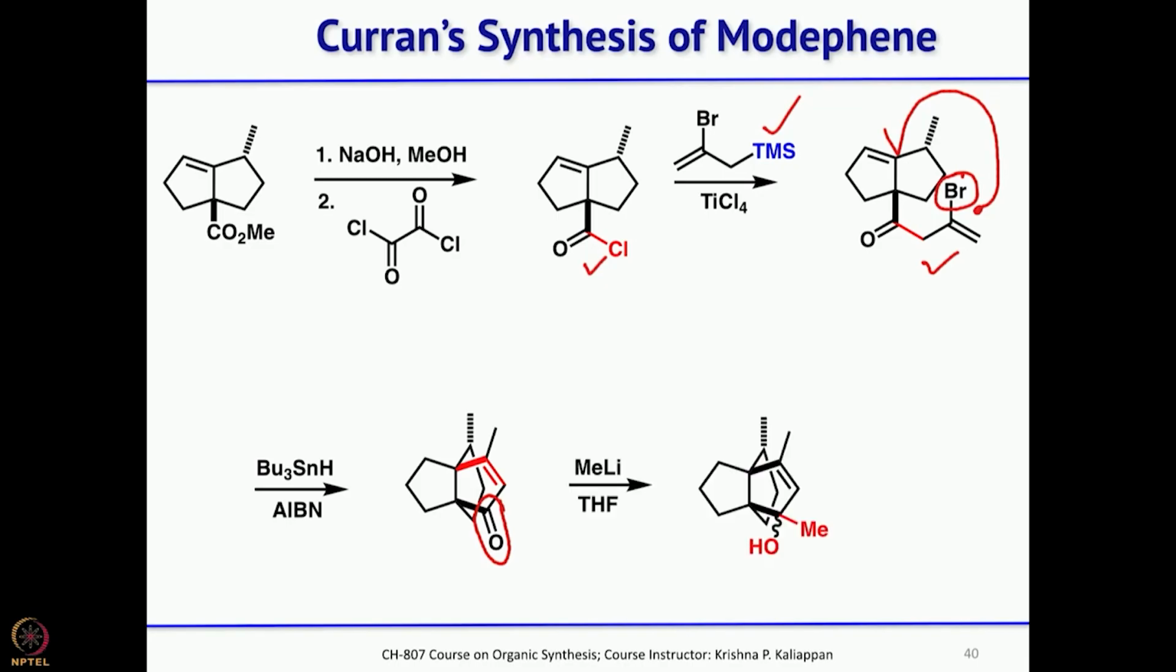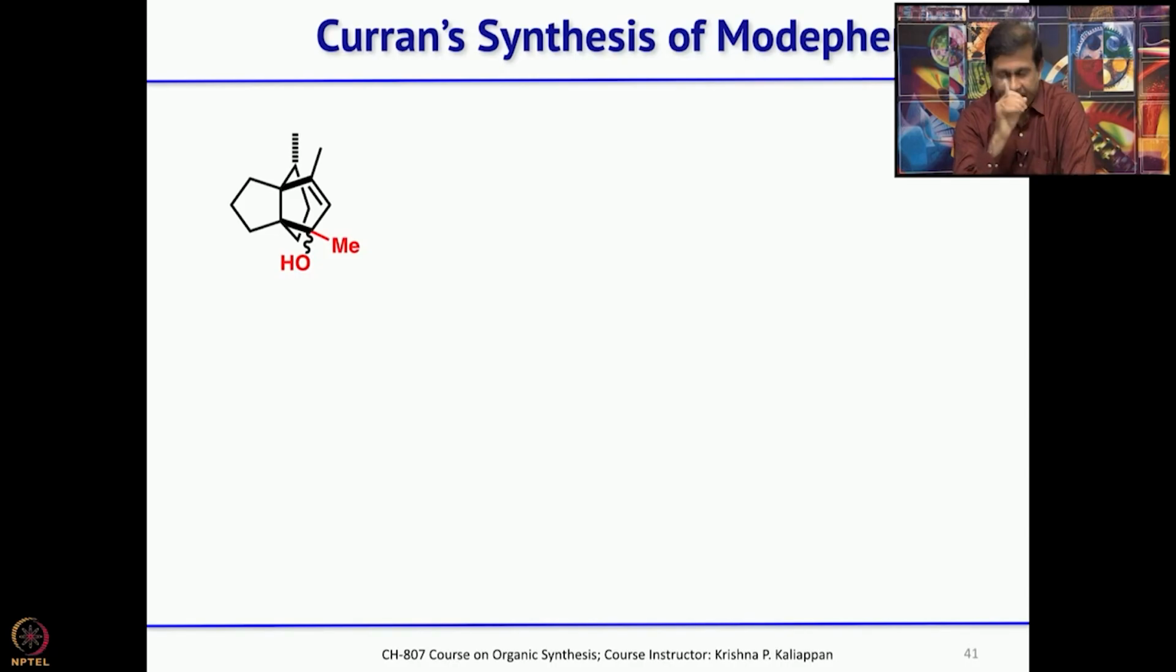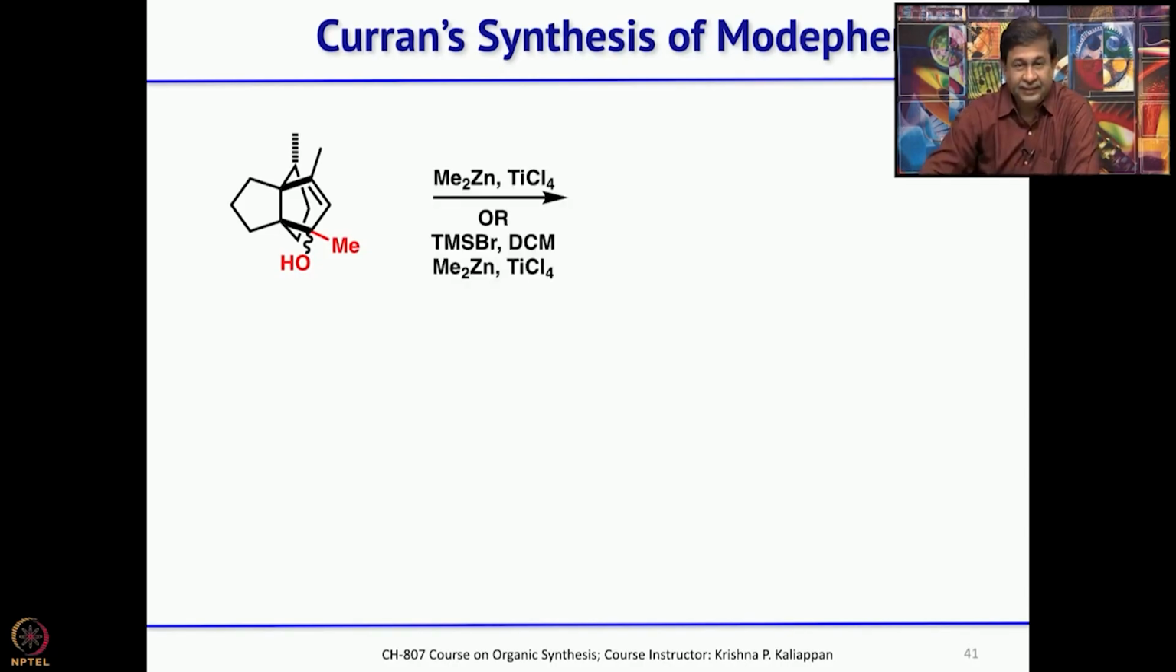So what he did to introduce the two methyl groups, first he treated with methyl lithium to get the corresponding tertiary alcohol. These tertiary alcohols are known, if you treat with titanium tetrachloride and dimethyl zinc, it is well known in the literature that tertiary alcohol can be converted into quaternary by treatment with titanium tetrachloride and dimethyl zinc.